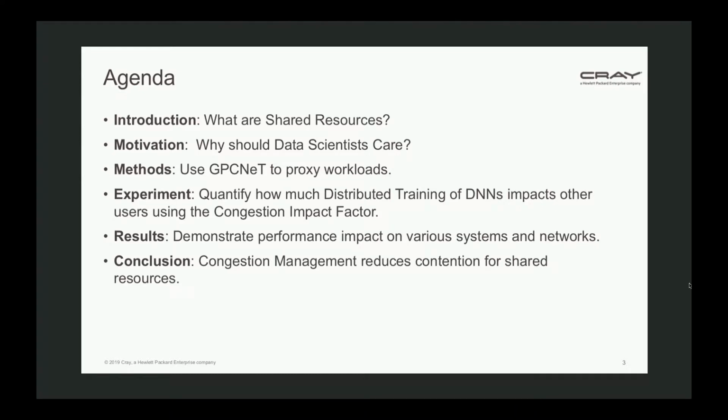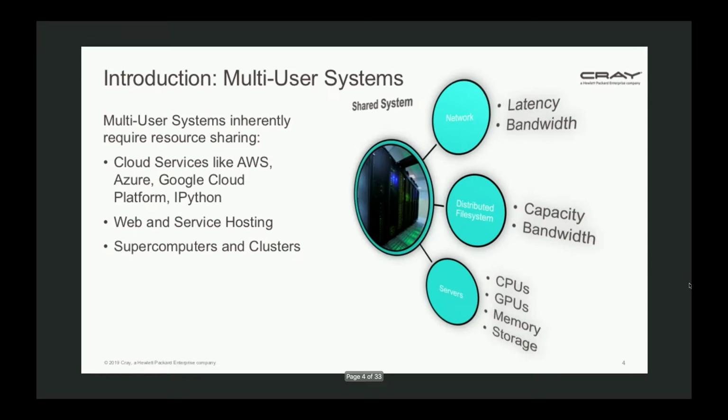So the first thing we have to talk about is going to be shared resources, and we'll introduce those in just a second. And I'm going to try to motivate you guys to care about congestion, and show different ways you can proxy the behavior of congestive applications and how they impact data science apps. I'll introduce some experiments, show you some results, and give you some conclusions here.